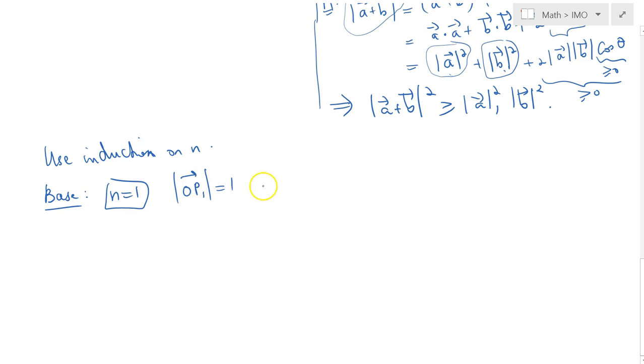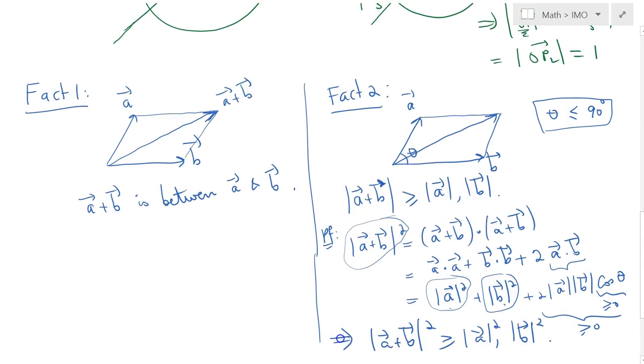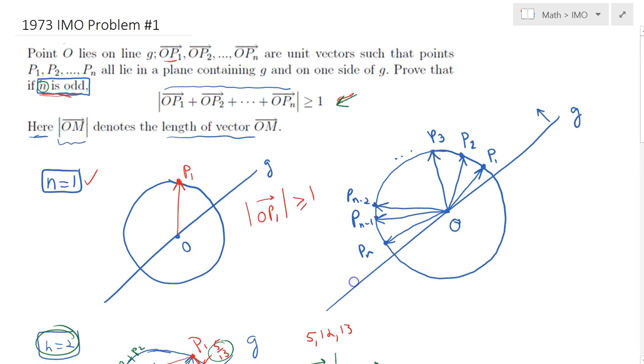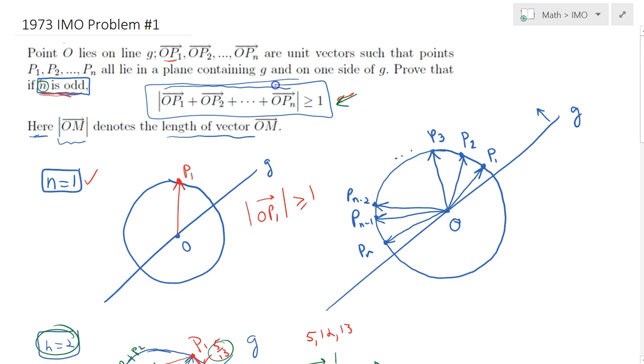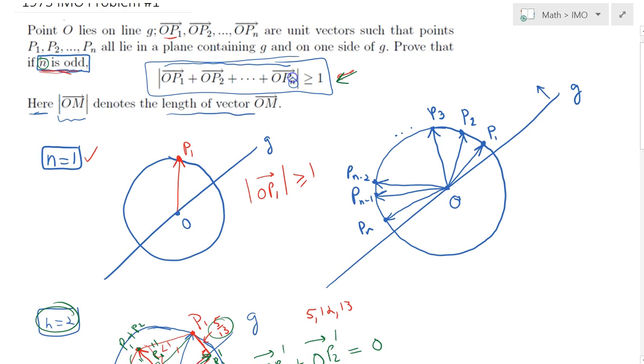But then of course this would imply that |OP1| is greater than or equal to 1, right? So therefore the conclusion follows. Now using induction, this is our induction step. Suppose that the claim given at the beginning of the problem holds true for all odd numbers less than n.